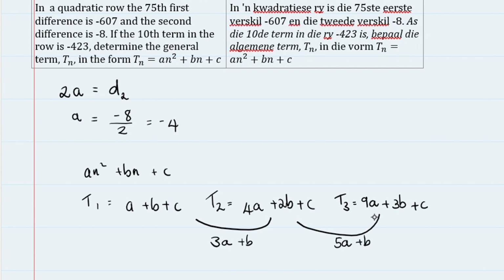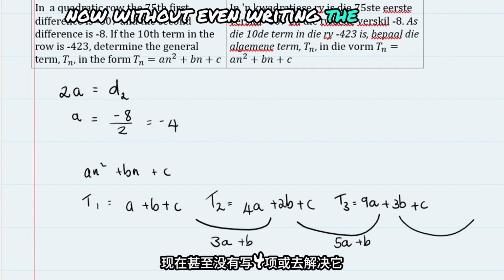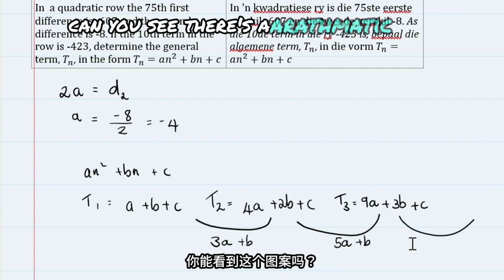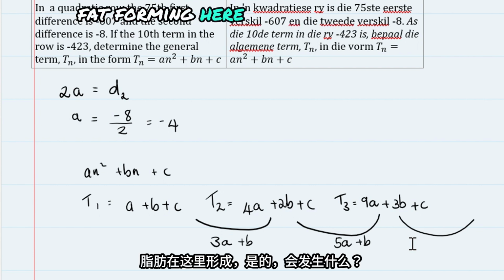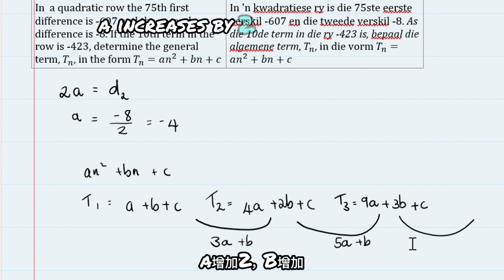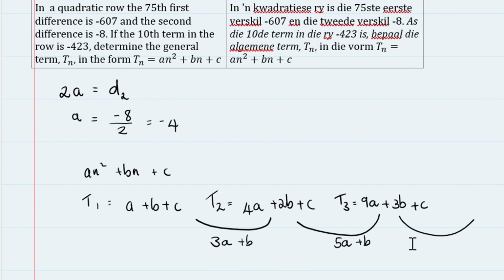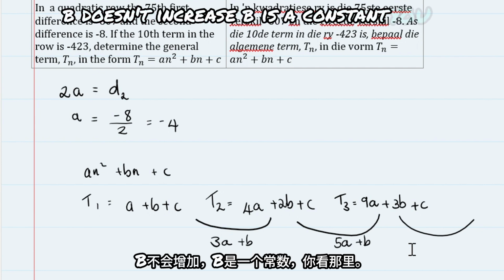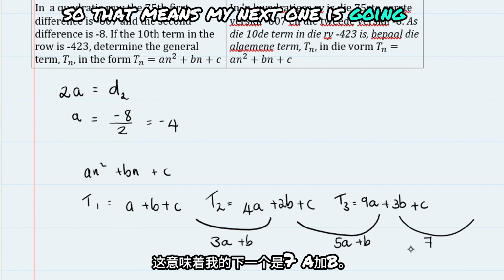plus B. Now, without even writing the fourth term or working it out, can you see there's an arithmetic pattern forming here? Yes. What is going to happen? A increases by 2 and B increases by? B doesn't increase. B is a constant. Do you see there? So that means my next one is going to be 7A plus B.